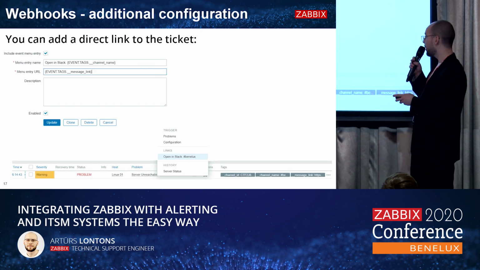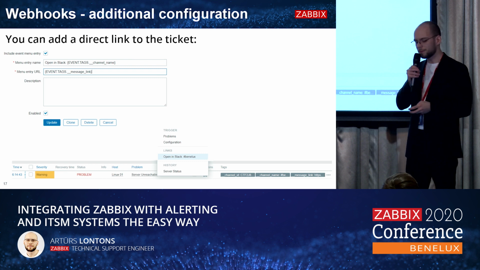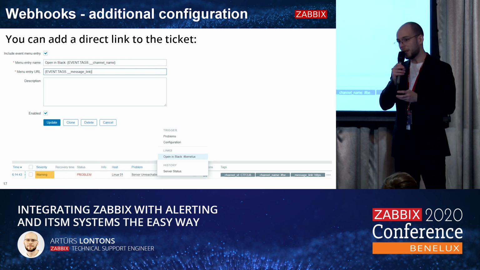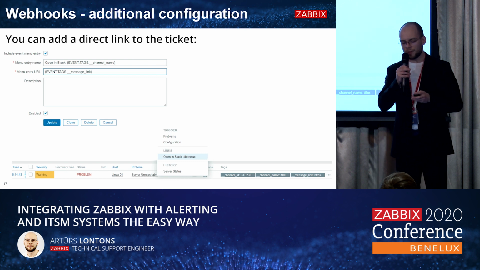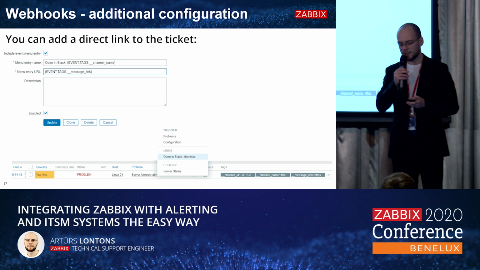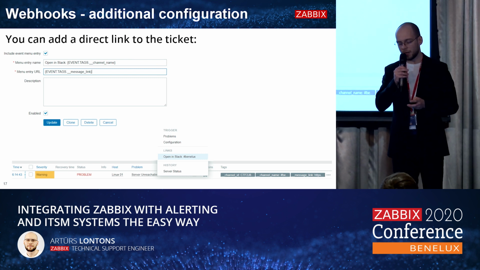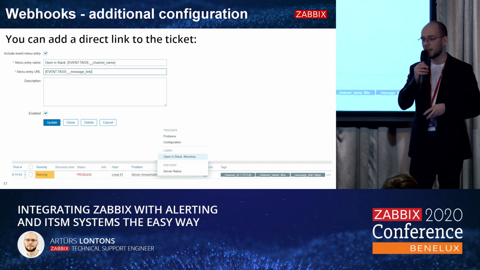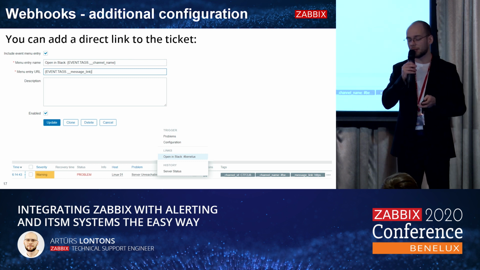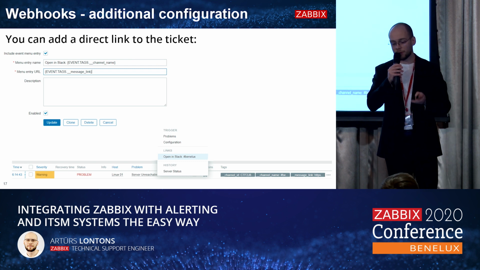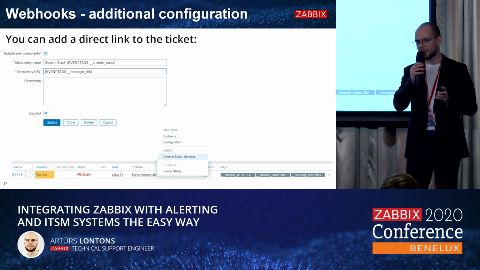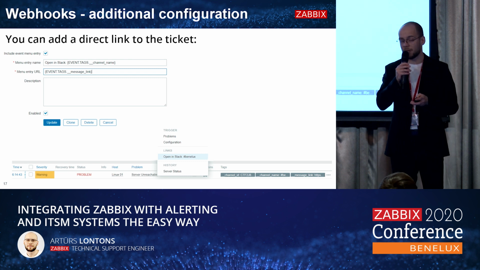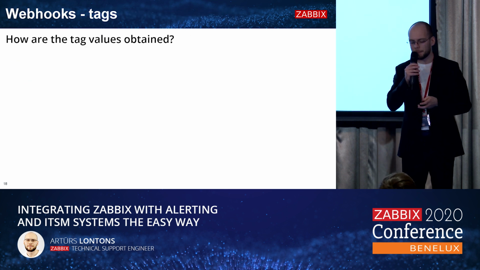Or if you don't want to copy it, this is how you can make it clickable. You tick the include event menu entry checkbox, provide the tag which will contain the link. If you wish, you can provide a description, and voila, you click on the problem, and you can just open it in Slack. It will navigate to your Slack instance, the correct channel, and everything. So this is how we provide two-way integration out of the box. Like I said, it's semi-two-way, but it's pretty good for an out-of-the-box functionality.